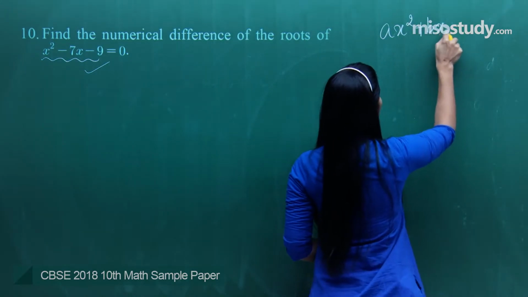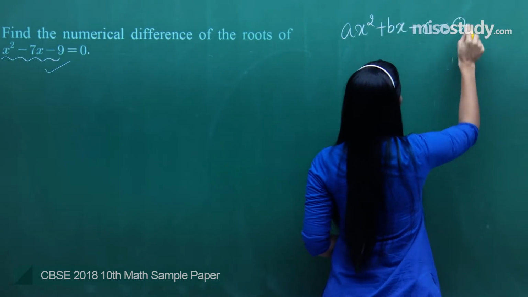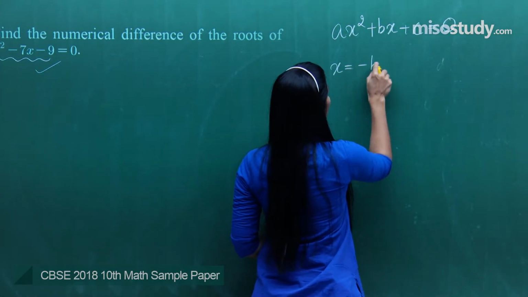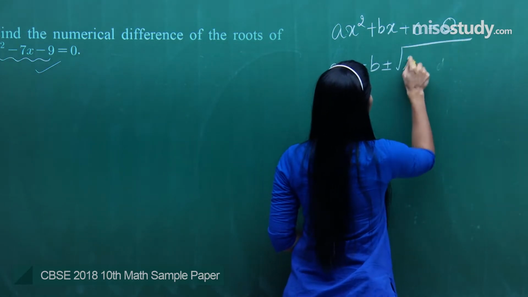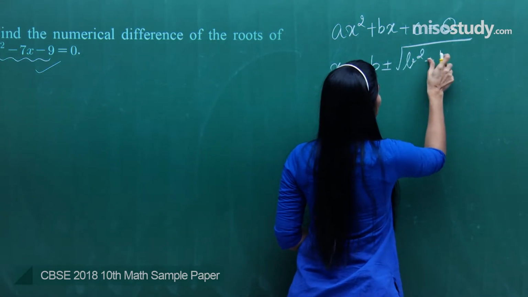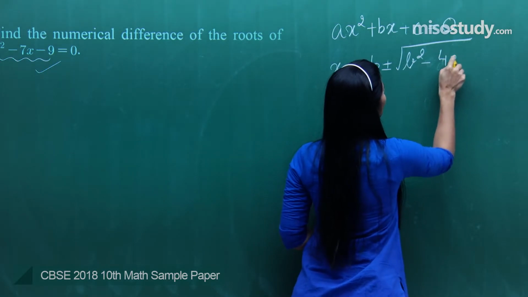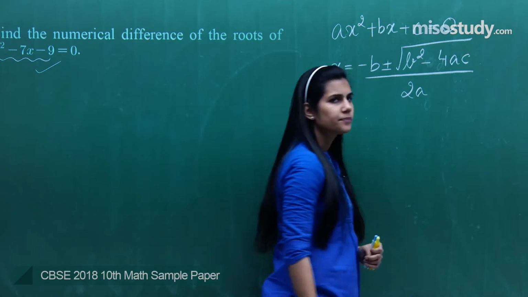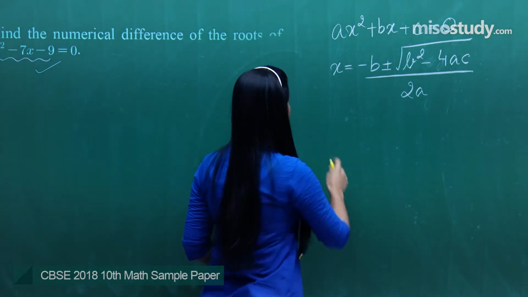Let me just revise it. With this as the quadratic equation, the roots are given by the formula: x equals minus b plus minus under root b square minus 4ac, upon 2a.